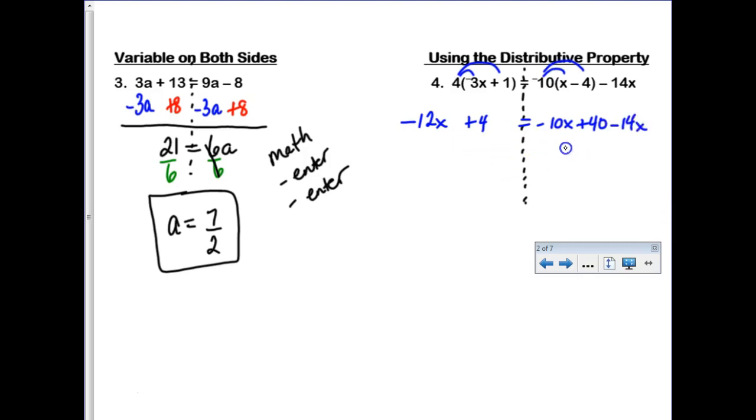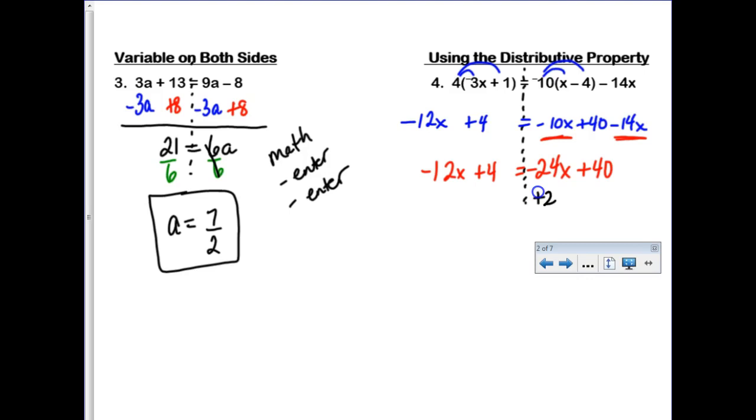Now on each side of the equation, I want you to clean up what you can before you start moving across the equation. So I notice that right here, -10x and a -14x, if these combine, you get a -24x plus 40. Is still equal to -12x plus 4. And then now we're going to move variables to one side.